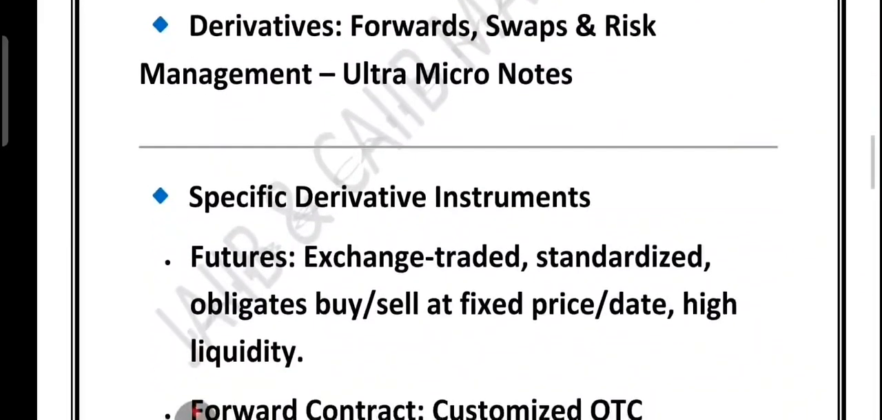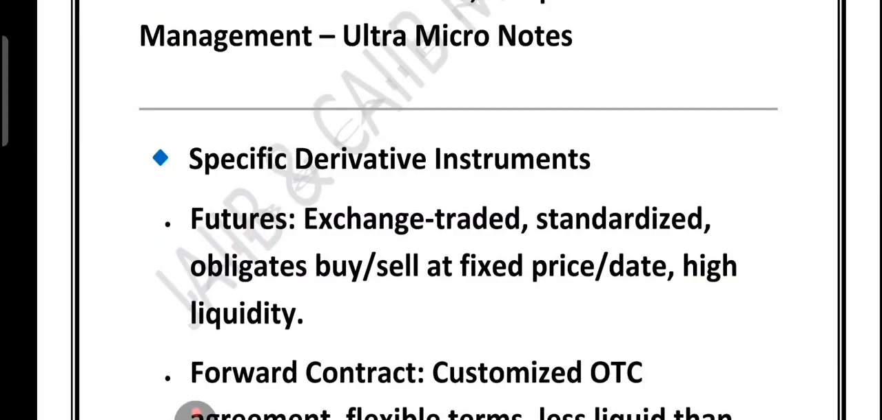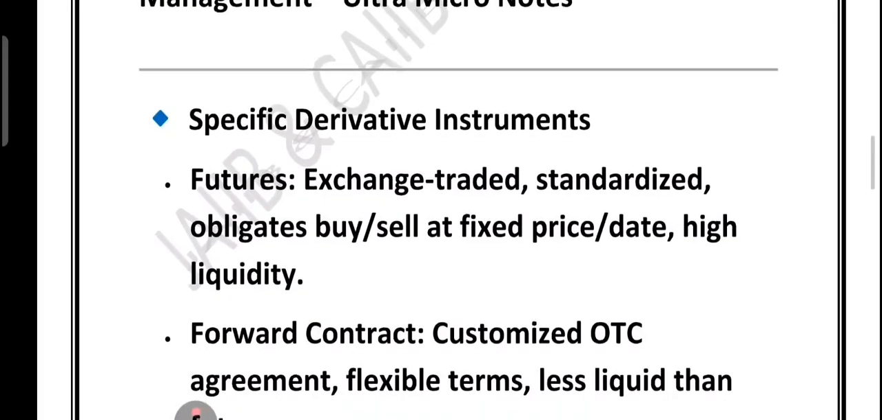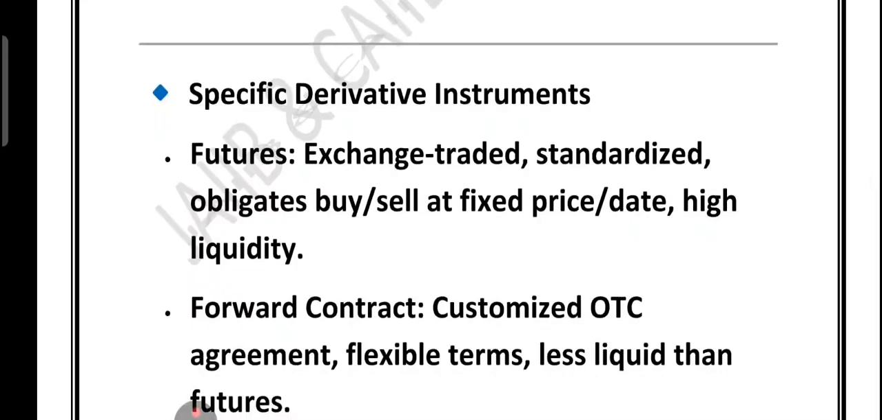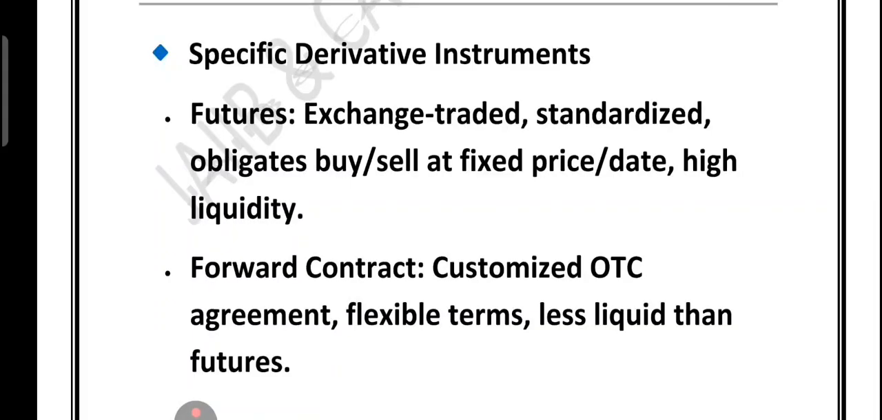Now let's look at some derivative instruments that we have. The first instrument is called future. You know what is future? Futures are standardized contracts traded on exchange, right? It obligates you to buy or sell an asset at a fixed price on a fixed date. So it's an exchange traded, standardized contract. You can buy or you can sell at a fixed price on a fixed date. Very liquid, and it is easy to sell, easy to trade.